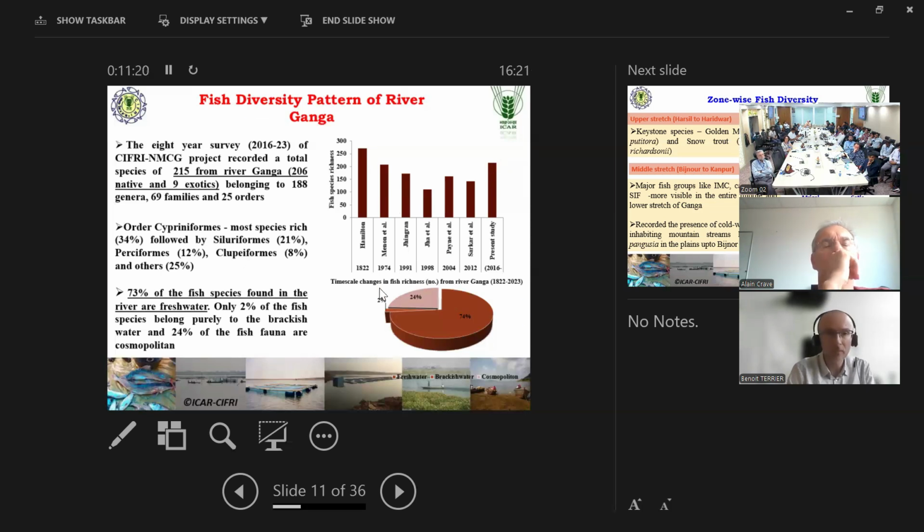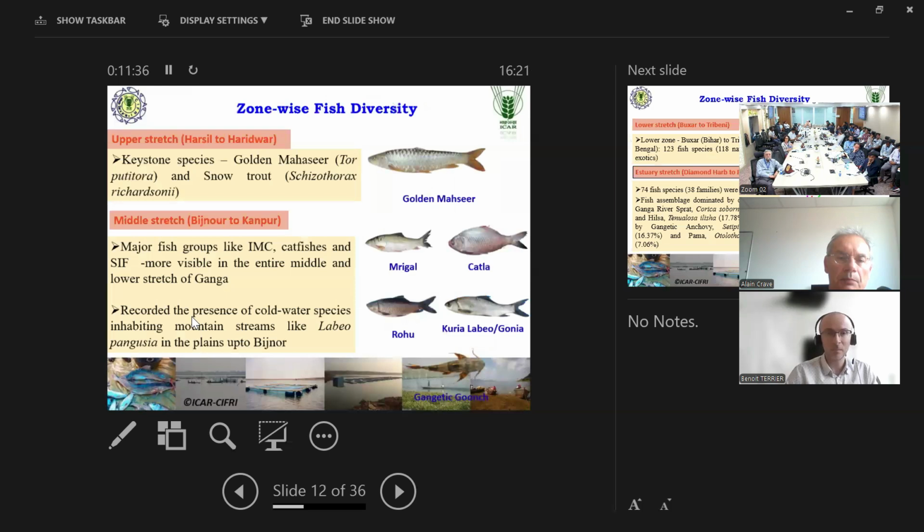And if you look at it, 73% of the fish are freshwater. That means from Gangotri to the Farakka barrage, we have almost 73% freshwater species. Then it goes to the estuarine. So we have to protect those fish species. I am passing through this slightly because there is a need to know the present scenario of the river Ganga, so that we can better manage it, or that parameter can be well manipulated.